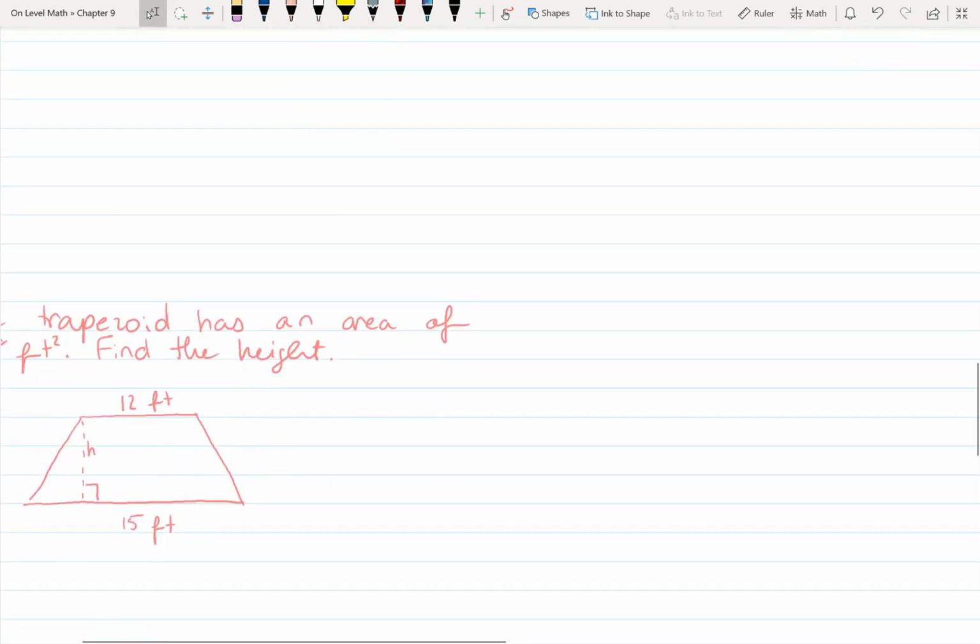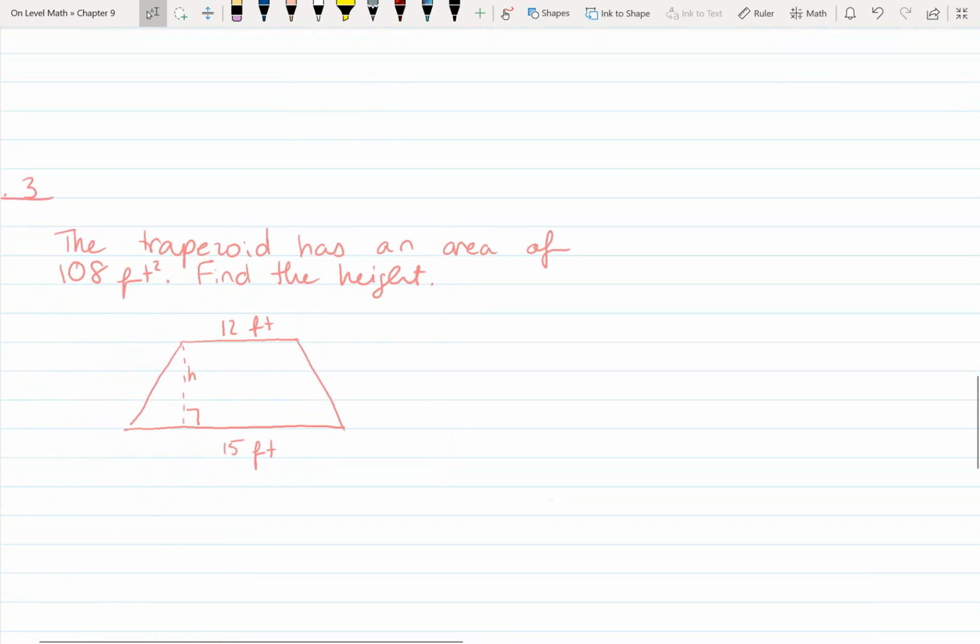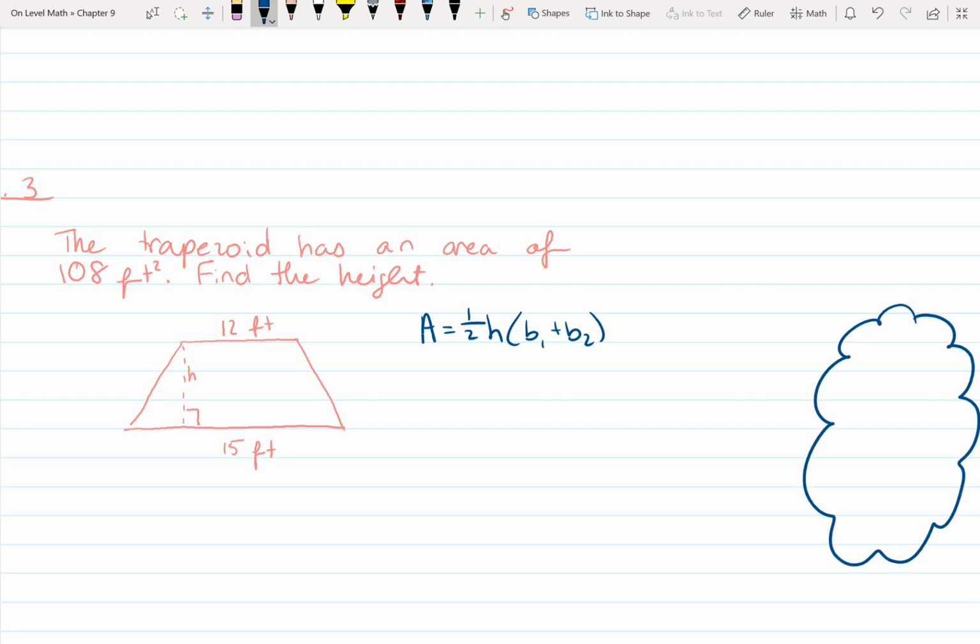All right. Here is where we are finding a missing dimension. The trapezoid has an area of 108 feet squared. Find the height. So we start with the exact same steps. We start with our formula. A equals 1/2 height times base 1 plus base 2. Then we do our bubble of what we know, labeling what we know: A, H, base 1, base 2.